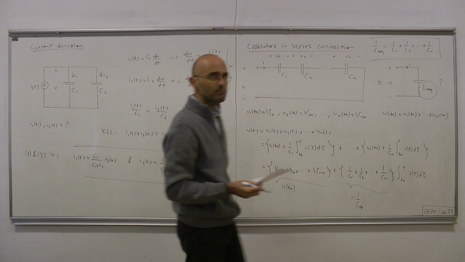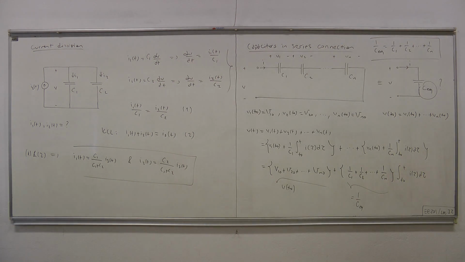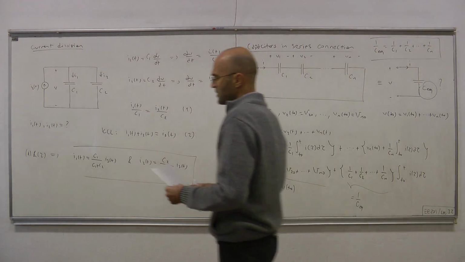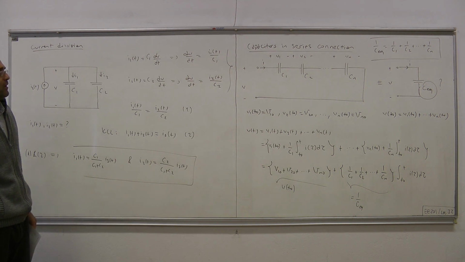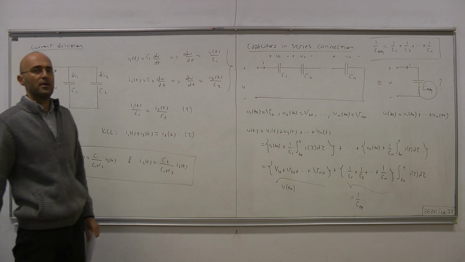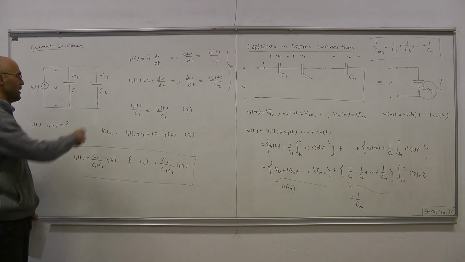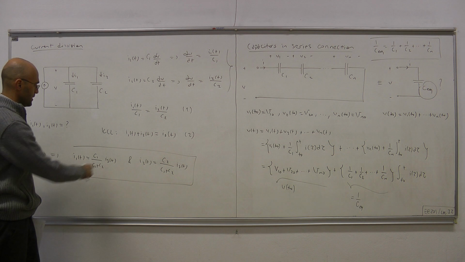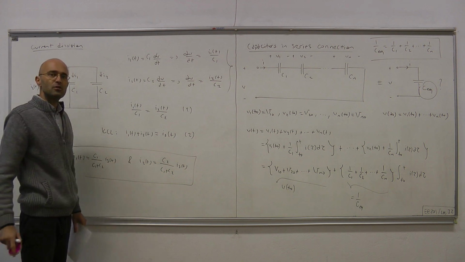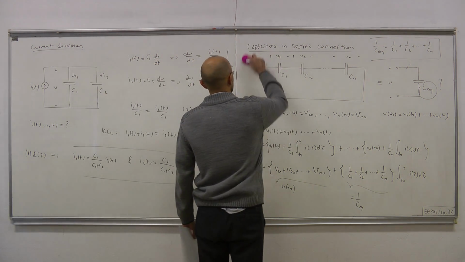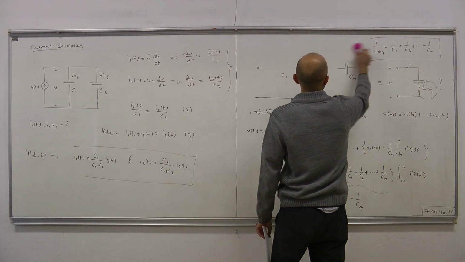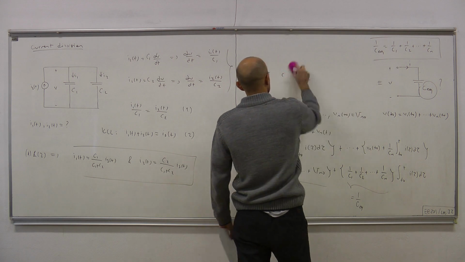Okay. Now let's talk briefly also about voltage division, which is a little bit more subtle because we have to also take into consideration the initial voltages. Note that in current division we didn't need to use information regarding the voltages of the capacitors or the initial voltages of the capacitors. But for voltage division we have to be more careful.